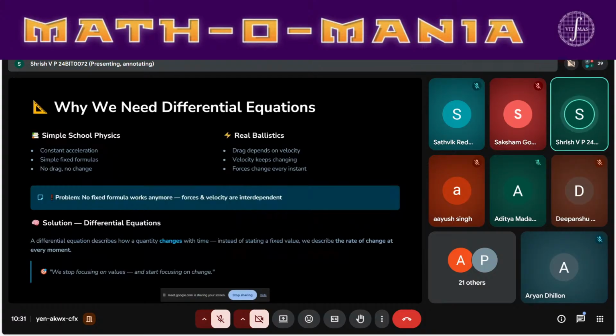Now, let's move on to the next slide. Okay. Till now, we have been asking what is the value. Now we change our approach and ask how the value is changing. And this is exactly what a differential equation does. As everybody knows, a differential equation describes the rate of change of a quantity. This concept comes into play because simple equations are not enough for real world systems, because real motion is dynamic. Everything is changing continuously.